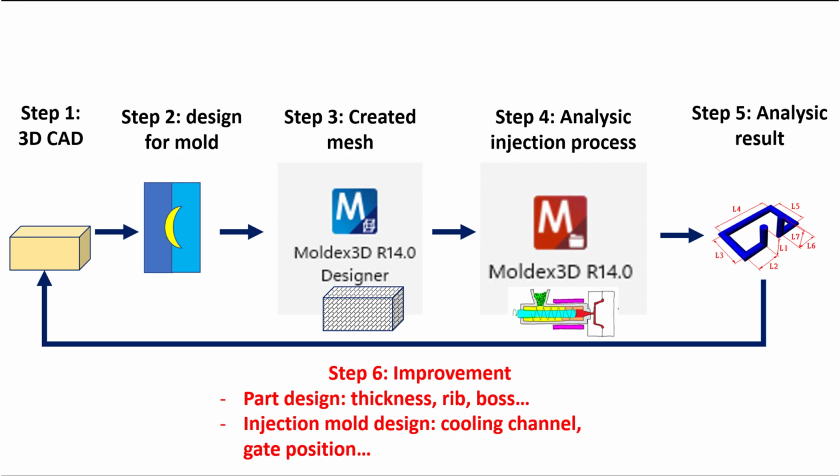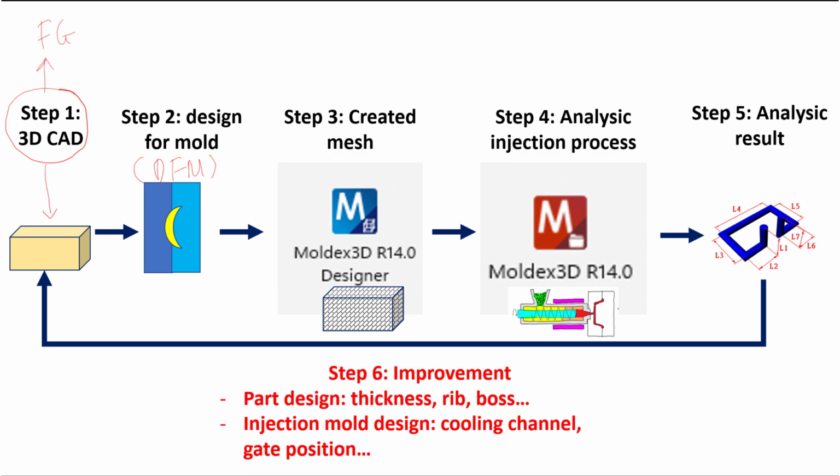You can see now a step-by-step of using Moldex in an injection development project. Firstly, step 1: you need to finish your part design, meaning the finished goods part design that you would like to sell to customers or on the market. After finishing the 3D CAD, you will move to step 2, design for mold, or DFM. In this case, our target is using this part and mold design for CAE analysis by Moldex software.